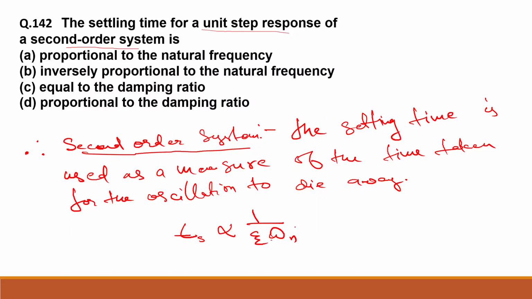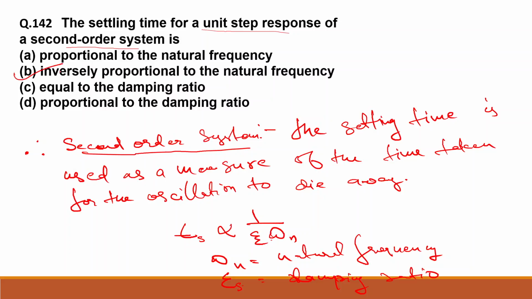Omega n denotes the natural frequency here, and zeta denotes the damping ratio. Our answer will be B, because the settling time is inversely proportional to the natural frequency here, guys.